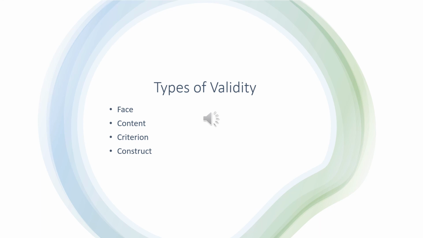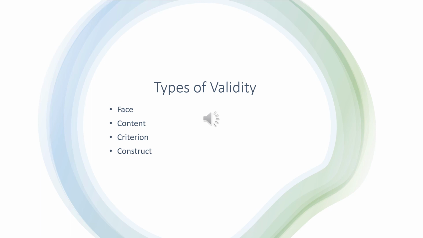Okay, the Joint Committee, which published the Standards for Educational and Psychological Testing, does not consider face validity a type of validity. So, according to the Standards for Educational and Psychological Testing, there are 3 types of validity. But we talk about face validity because it's commonly used in testing literature.